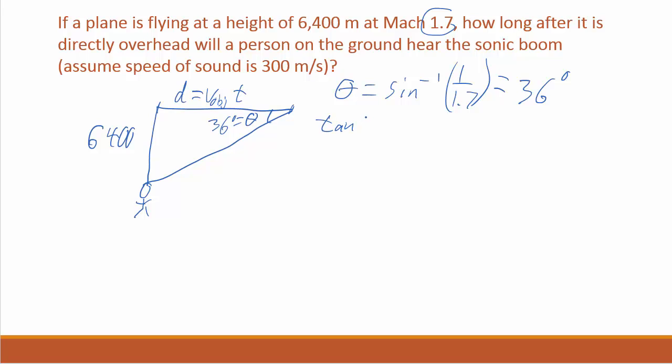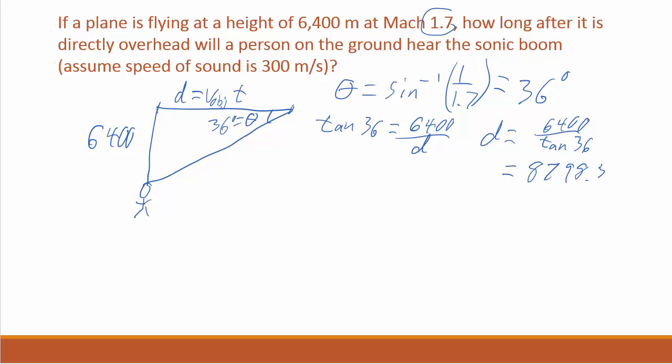So we can use tangent of 36 equals opposite over adjacent, so 6,400 over the distance that we're trying to find. Rearrange this, and the distance is 6,400 over the tangent of 36, and that works out not nearly as nicely as some of our previous answers. 8798.5 and on, but that's enough for now. Okay, so that gives us the distance, which is good, but we want to find the time.